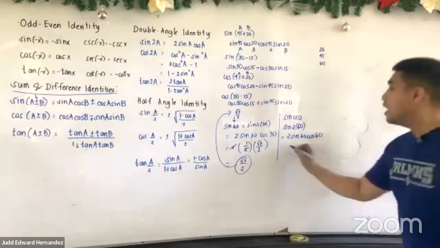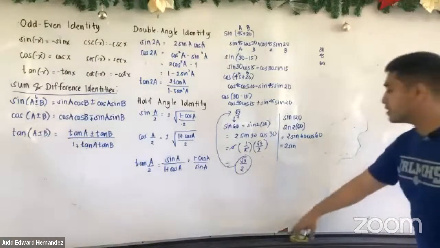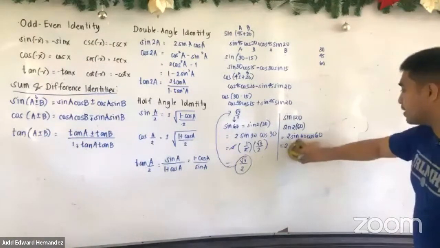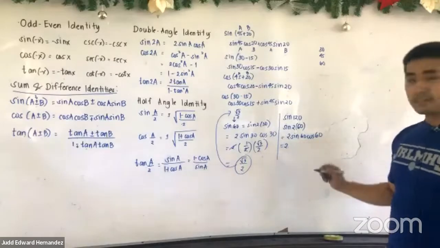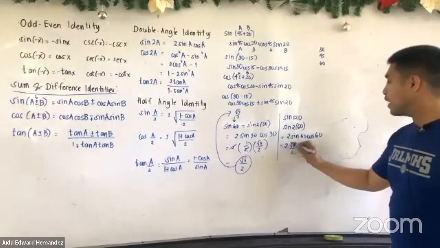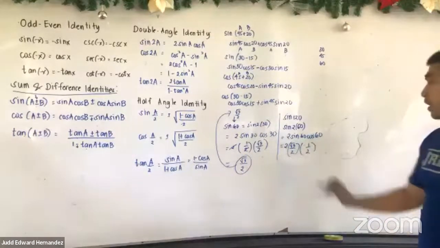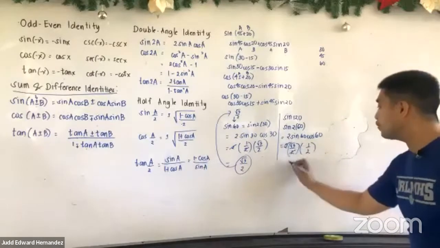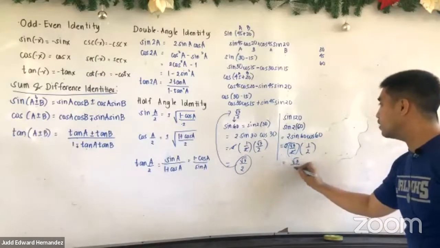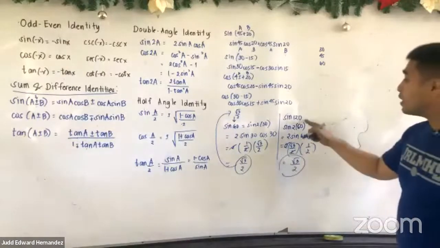And it is now equal to 2 sine 60, which is square root of 3 over 2, times cosine 60. What is cosine 60? Cosine 60 is 1 half. Cancel 2, cancel 2. Therefore, this becomes square root of 3 over 2. And that is the answer. Okay, let's check if it is correct.